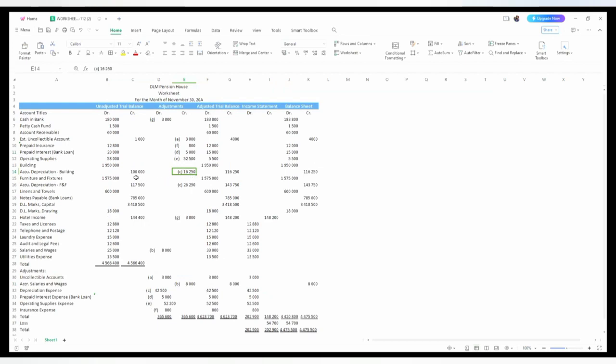So how did I get this 16,250 in building? So we had it on a trial balance, which is 1,575,000.